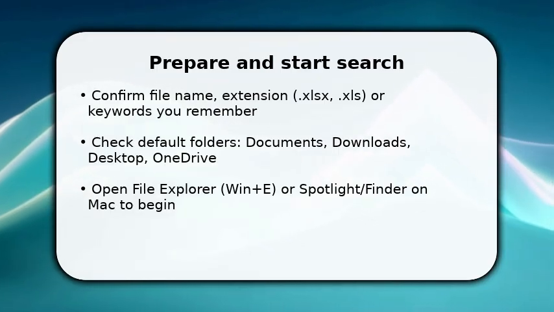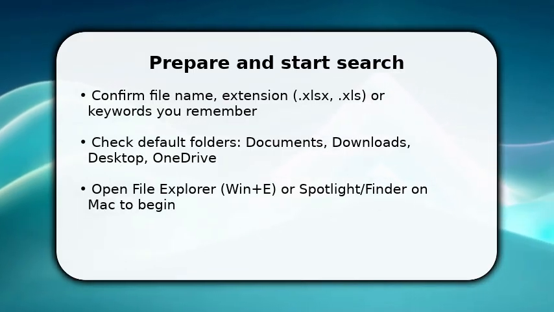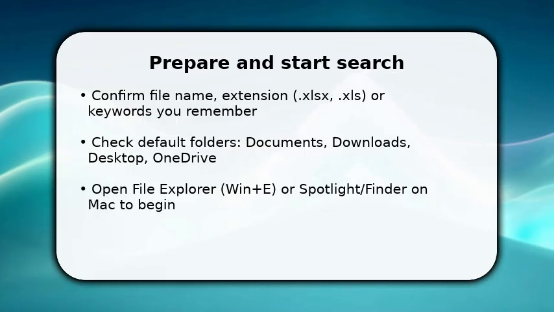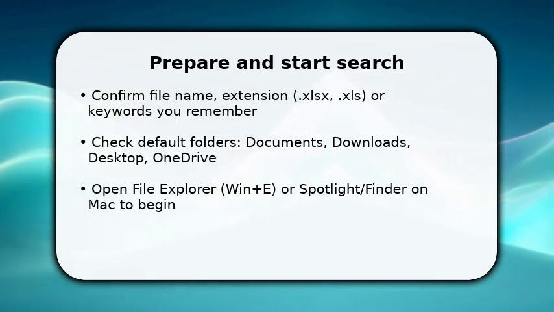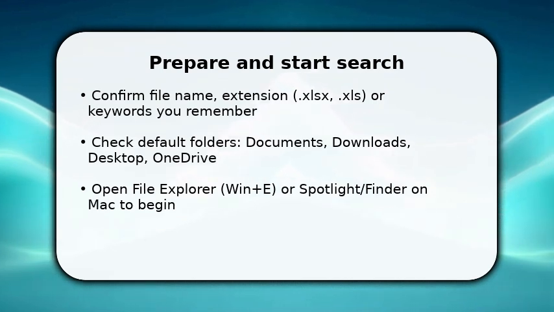Once done, set the search location to This PC to include all drives. This avoids missing files stored on external or network locations. Make sure to include OneDrive and removable drives in the location list before proceeding.